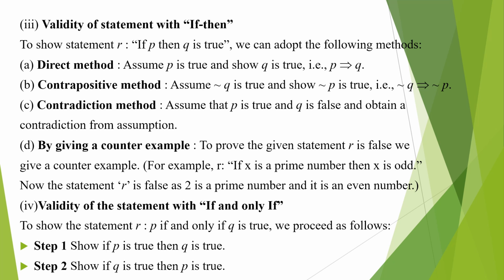Validity of the statement biconditional, if and only if. To show that P if and only if Q is true, we can do it in two ways. First step is show that if P is true, then Q is true, and second step is if Q is true, then P is true. Both the things you need to show.